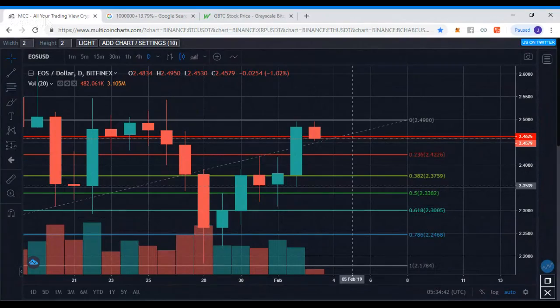Holding our gains, holding our head above water. So even though we do have a red candlestick indicating that the bears, for the most part, are having their way with EOS on this new day, we're only 5.5 hours into the new day. Anything could turn around within the next couple of hours. So that is EOS.